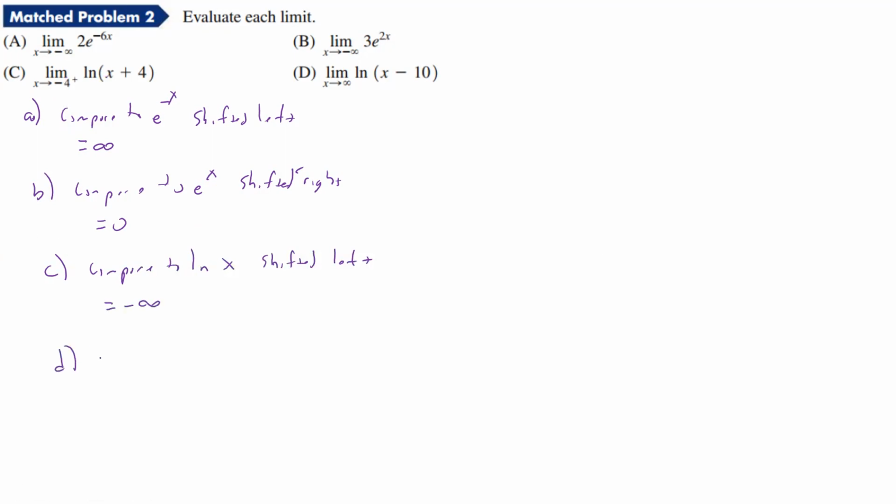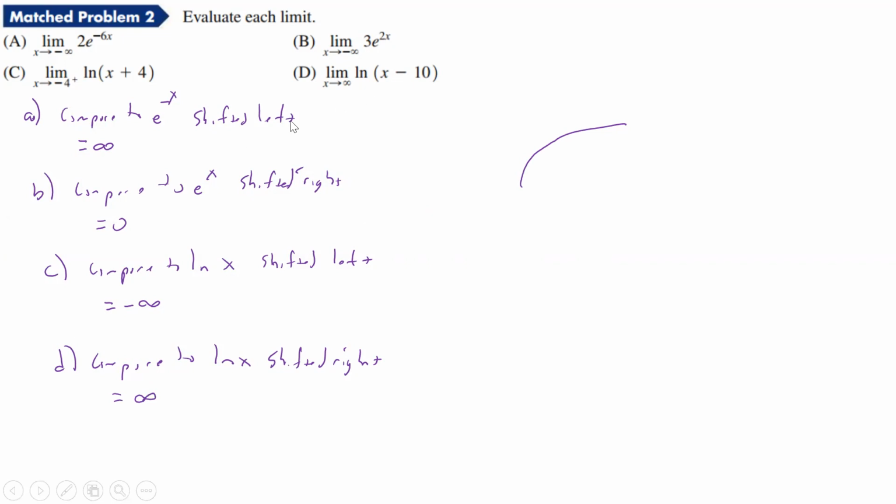And our last one, we're going to compare to ln of x again. And this one's going to be shifted to the right. And we're going to positive infinity. And remember, when it's going like this, it's going to go to positive infinity. Okay. All right. So let's stop with those.